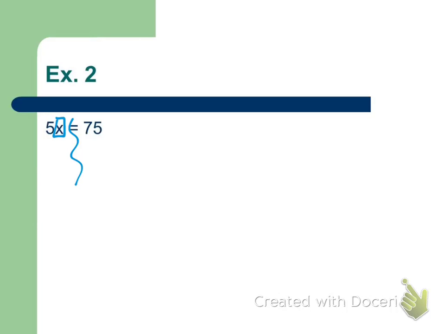May, what do you think I should do next? Divide both sides by 5. Beautiful. And what do we get when we do that? 15. Perfect. A positive divided by a positive stays a positive, so we're just dividing. Alright, let's keep it going.